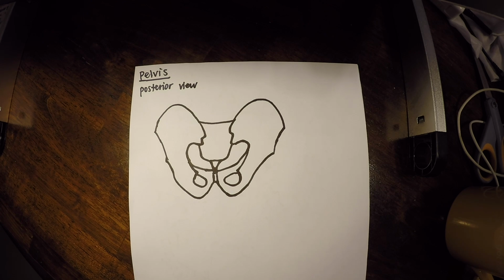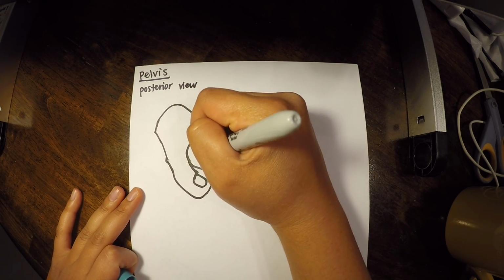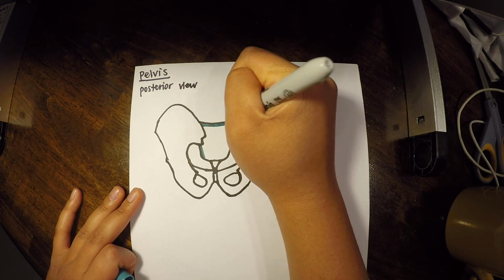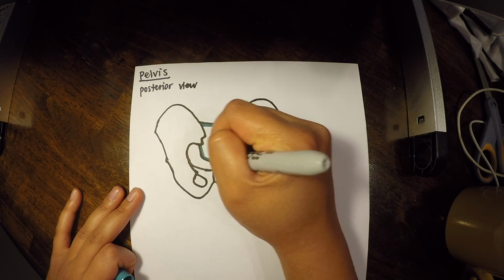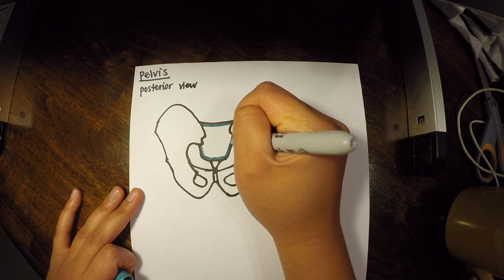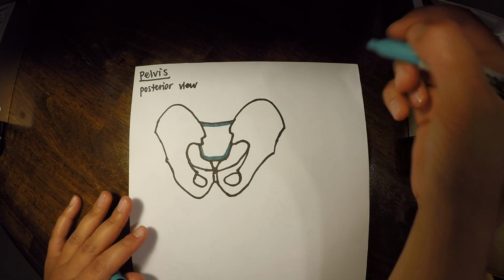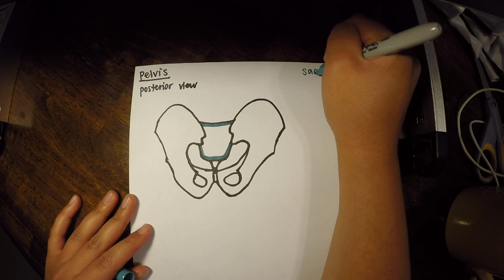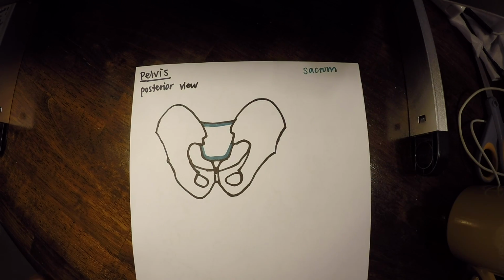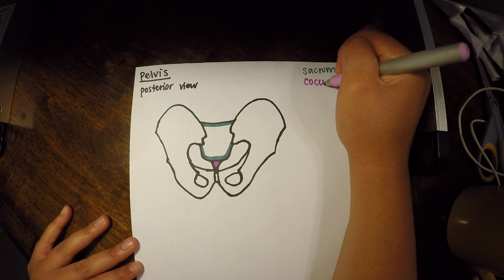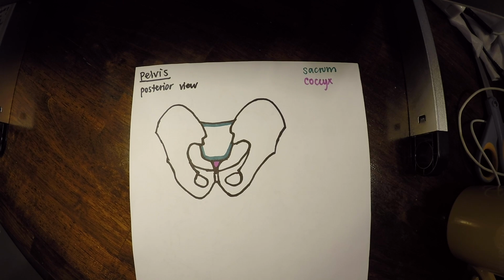So we have our sacrum, which is right here. It's kind of covered right here by pieces of the ilium, so I'm just gonna do a little border like this. I drew your sacrum here a little bit too wide, so just make note of that. It should be a little bit more narrow. So that's our sacrum. And then we also have our coccyx, which is this guy down here. Remember, that's your tailbone.